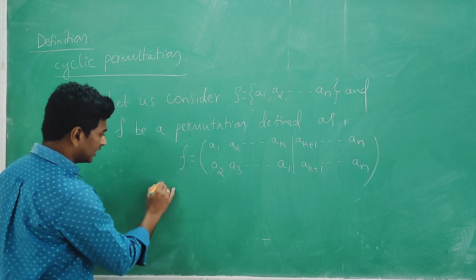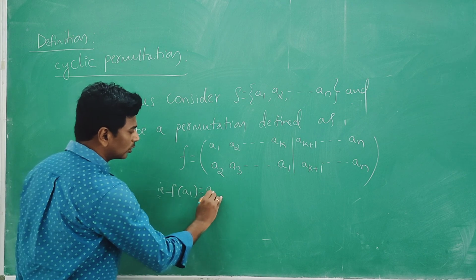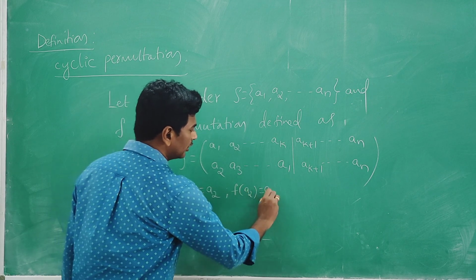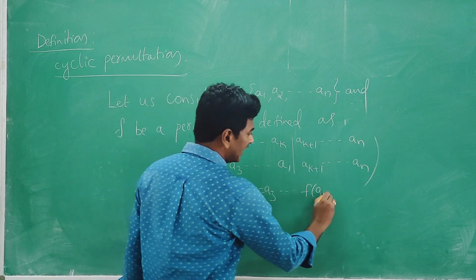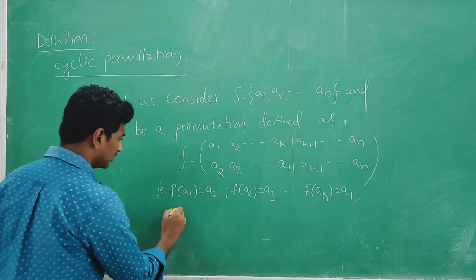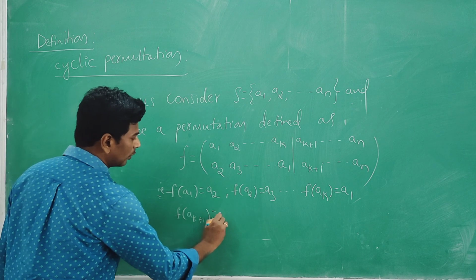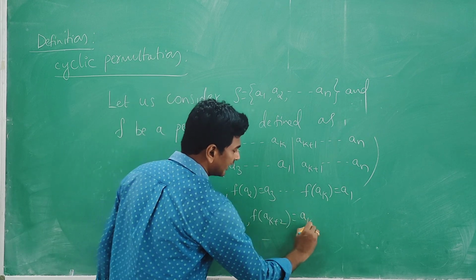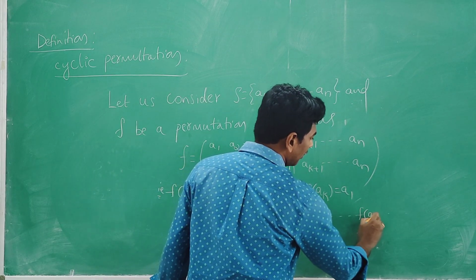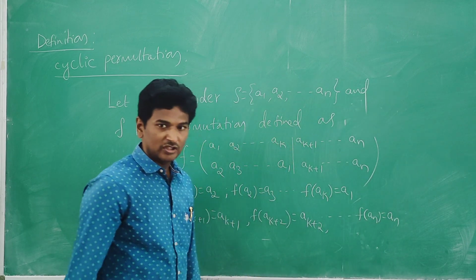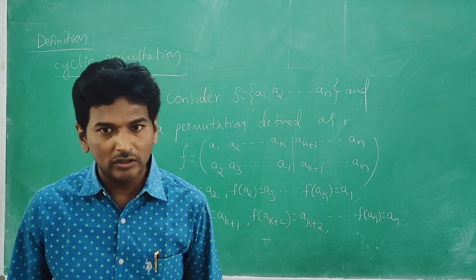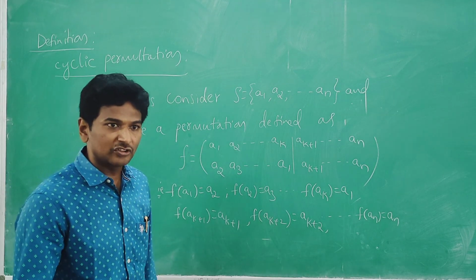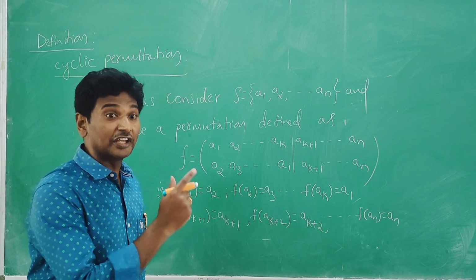That is, f of A1 is equal to A2. The image of A1 is A2. f of A2 is equal to A3. And so on, f of AK is equal to A1. And f of AK plus 1 is equal to AK plus 1. f of AK plus 2 is equal to AK plus 2. And so on, f of AN is equal to AN. This type of permutations are called cyclic permutations of length k of degree n.